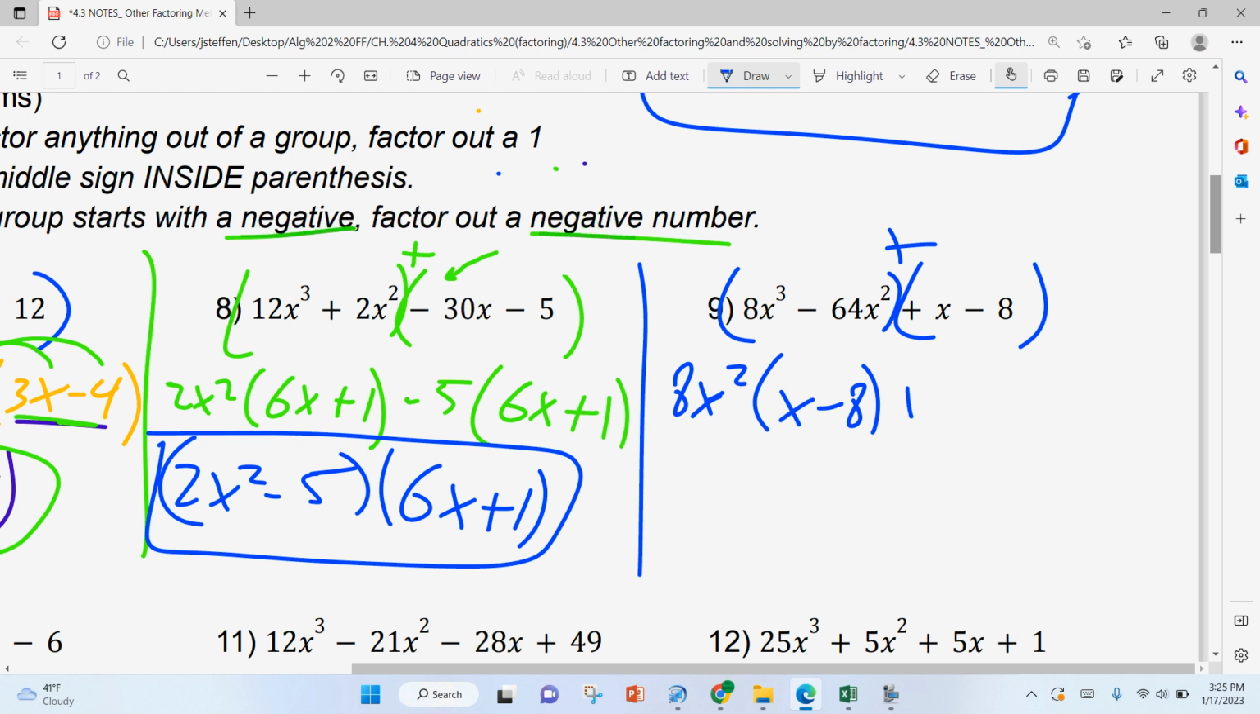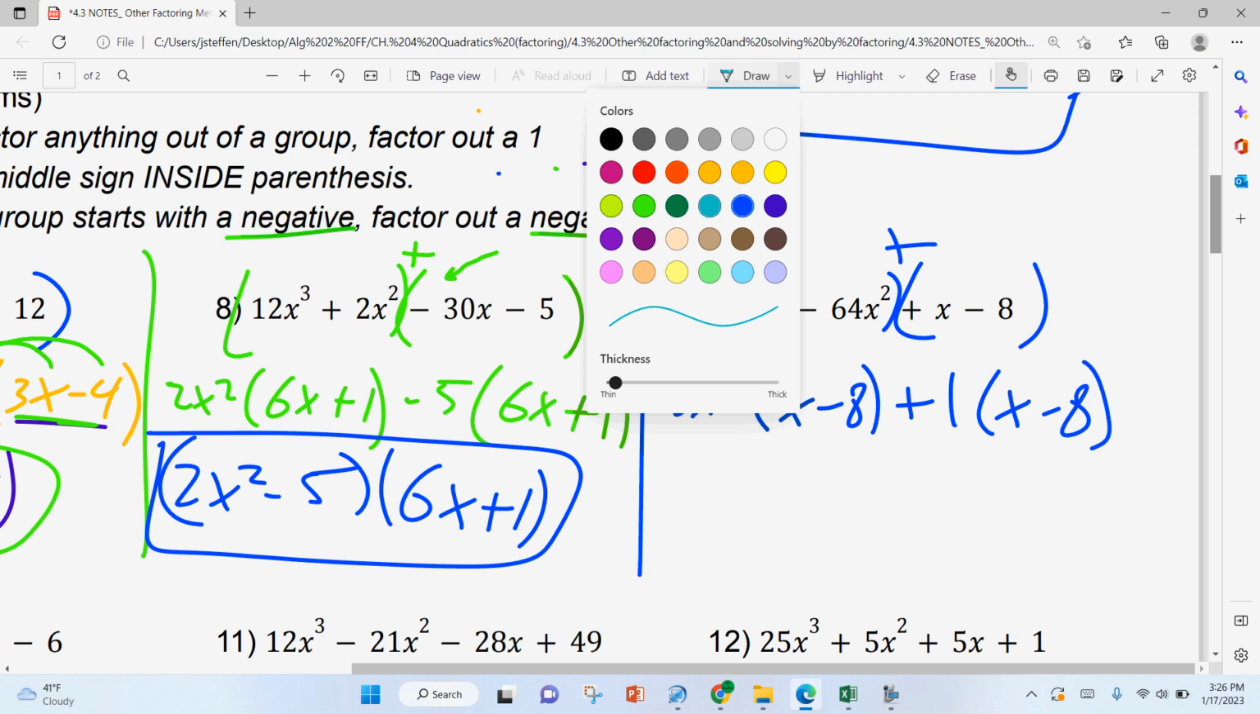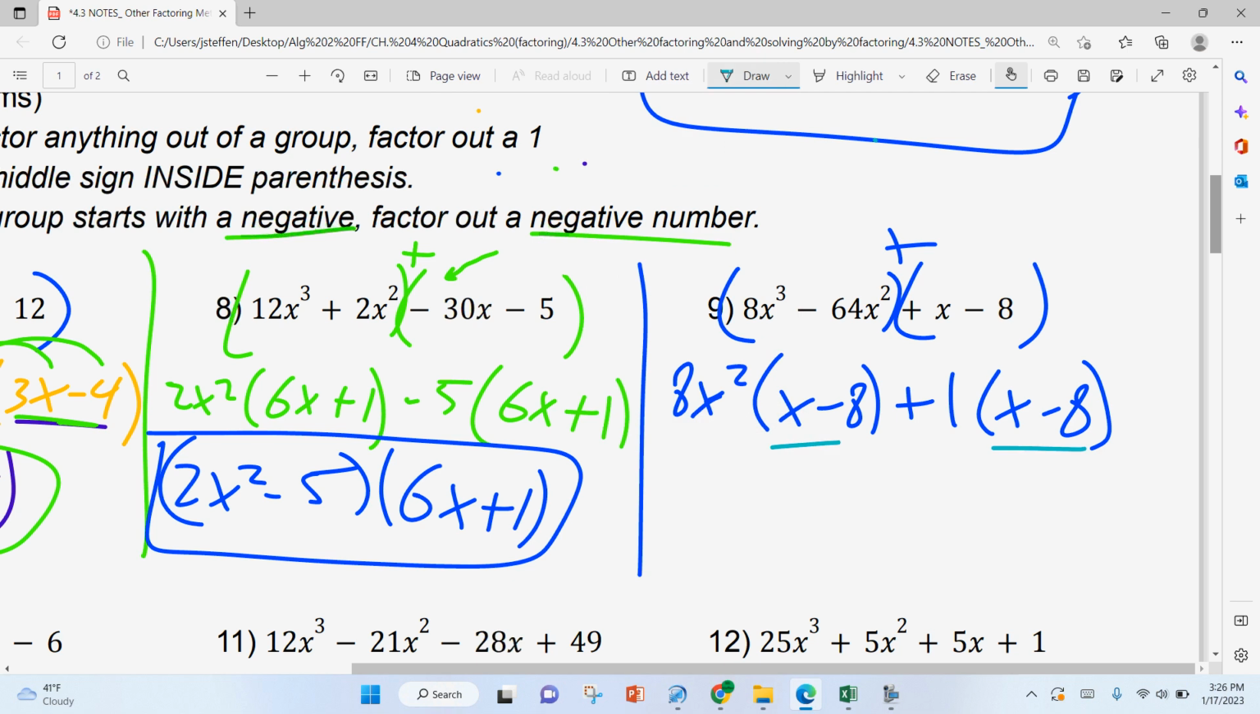So you factor out a positive 1. That leaves you with x minus 8. Now you can see those are the same like we wanted, x minus 8, x minus 8. So we're left with x squared plus 1 times x minus 8.